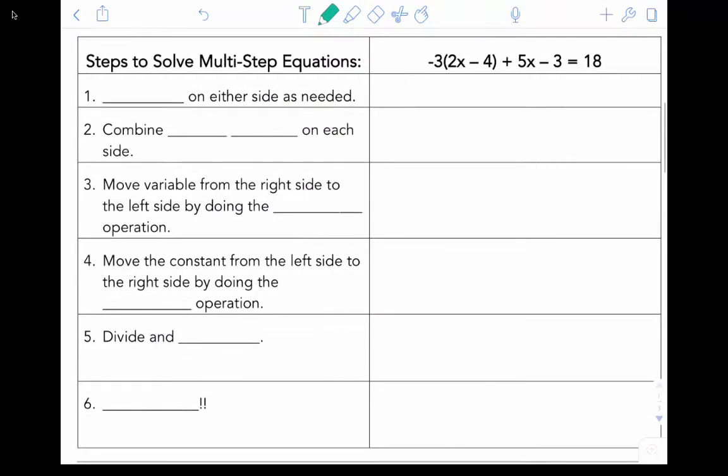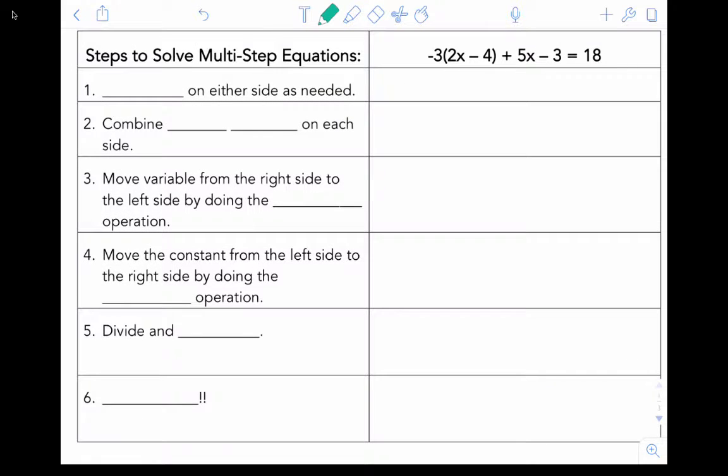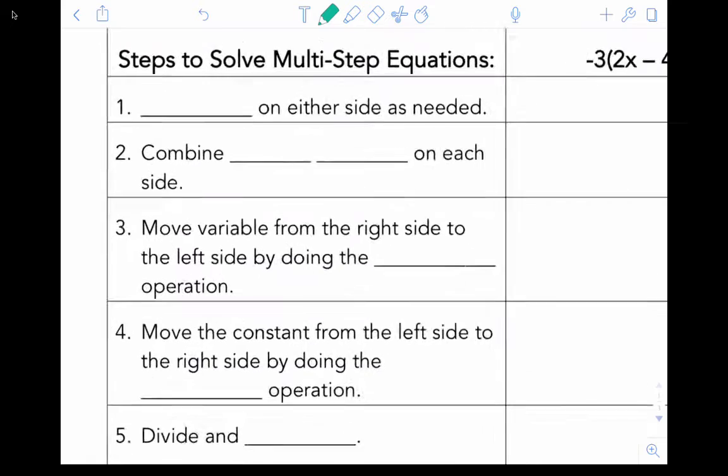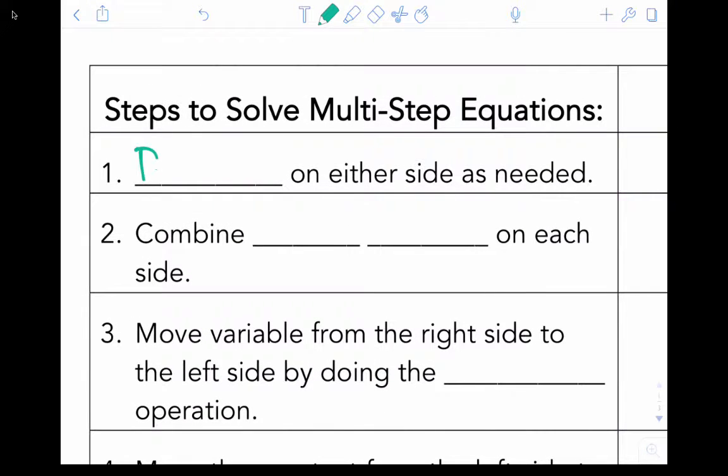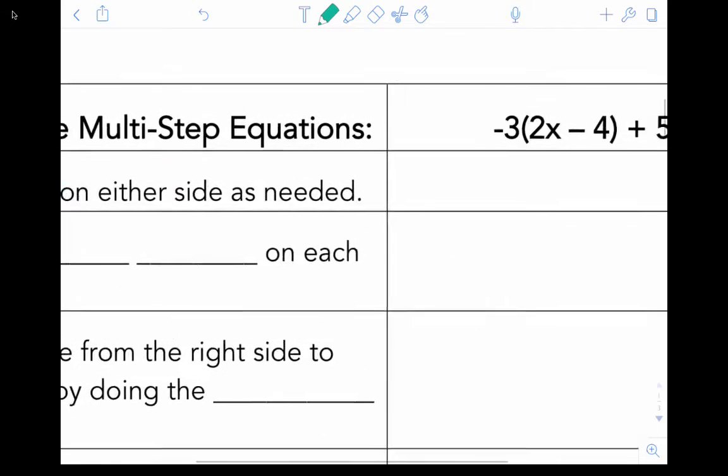So when we are solving these multi-step equations, we have all these steps that we're going to go through. Like I said before, equations have a lot of structure to them, and when we have stuff with structure, we can follow some pretty strict steps that will guide us through the process of solving these. Our first one, we're always going to distribute on either side of the equation as needed. Sometimes we might have to distribute on the left side, sometimes on the right side, and every once in a while we might even have to distribute on both sides. So that's going to be the first thing that we do.